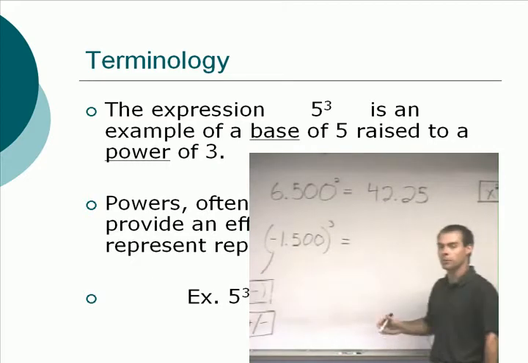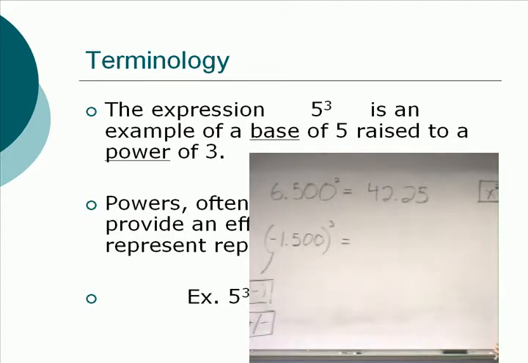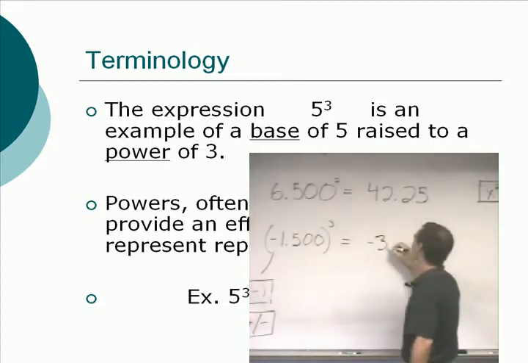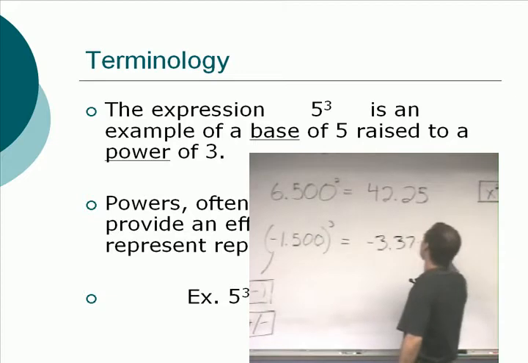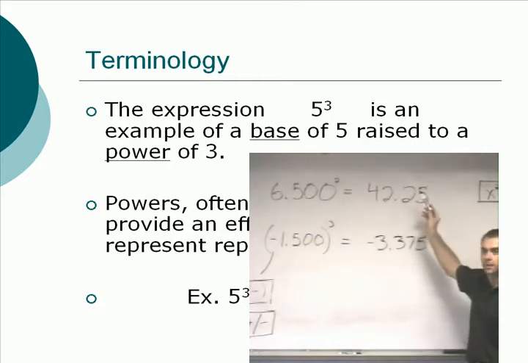And what do you come up with for this one? Negative 3.375? For the squared one, or the even power, it will always be positive. There you go. Yep, that's exactly what it is. This one turns out to be negative 3.375. Even powers, in this previous example, will always turn out to be positive.